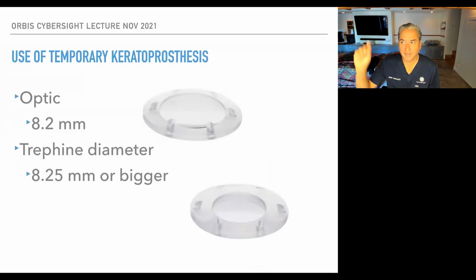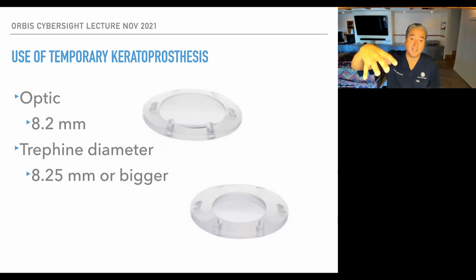A little side note, these are called temporary K-pros. These are cases where the cornea surgeon is doing the case alongside a retina surgeon. The retina surgeon doesn't have a view, and so you want to take off the old cornea. These are mostly penetrating trauma or hyphemas or something bad.